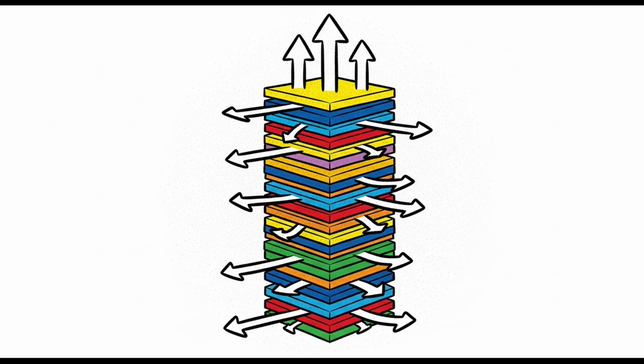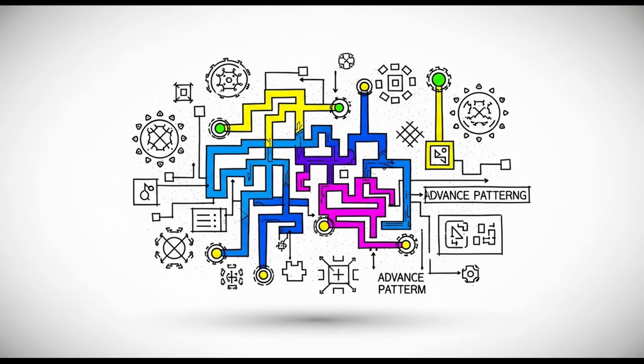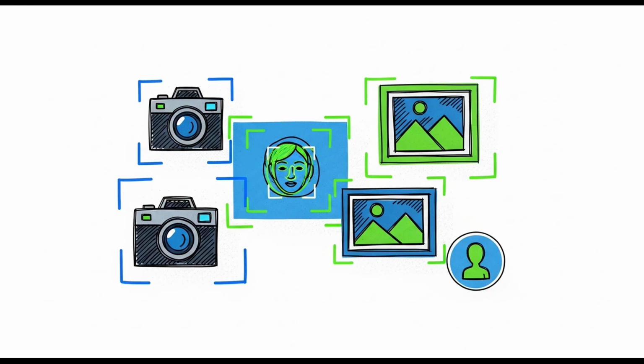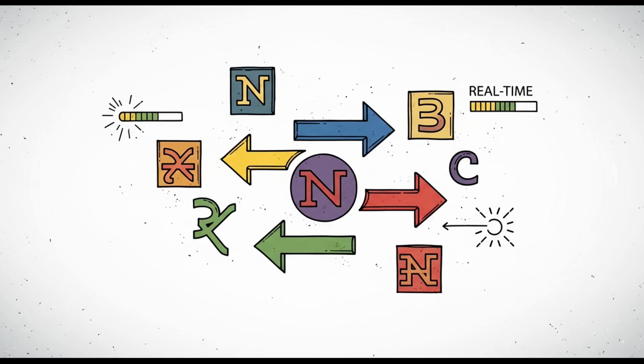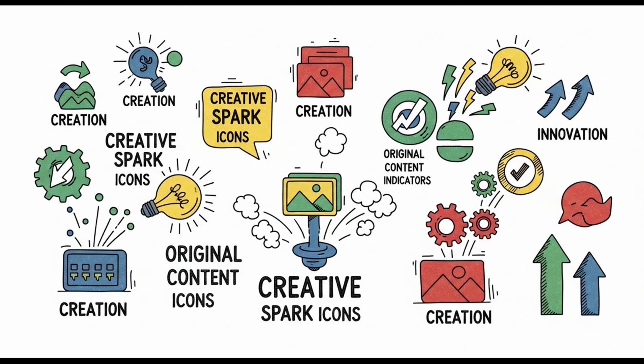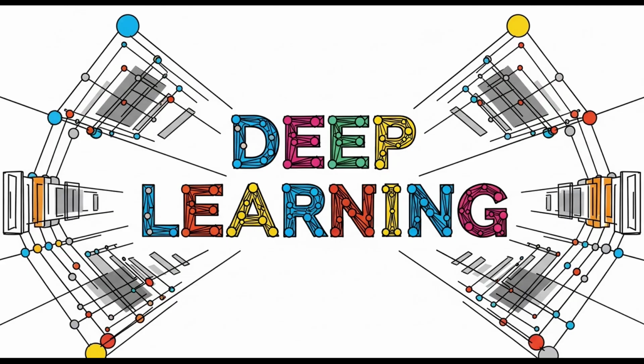Now, when you stack a lot of these hidden layers together, something amazing happens. The network can learn extremely complex patterns. We're talking about recognizing faces in photos, understanding human speech, translating between languages in real time, even generating brand new images and text from scratch. This is called deep learning.